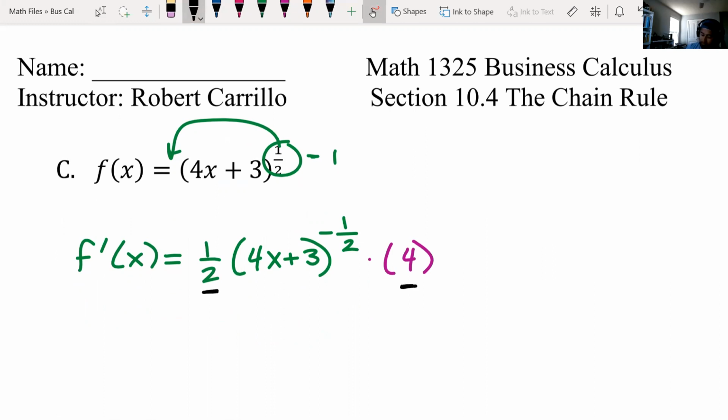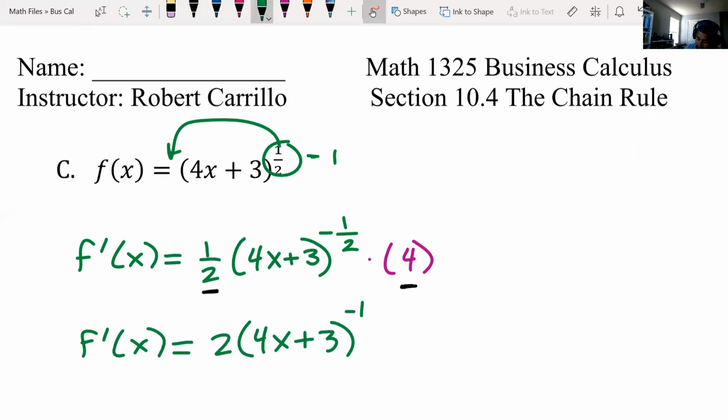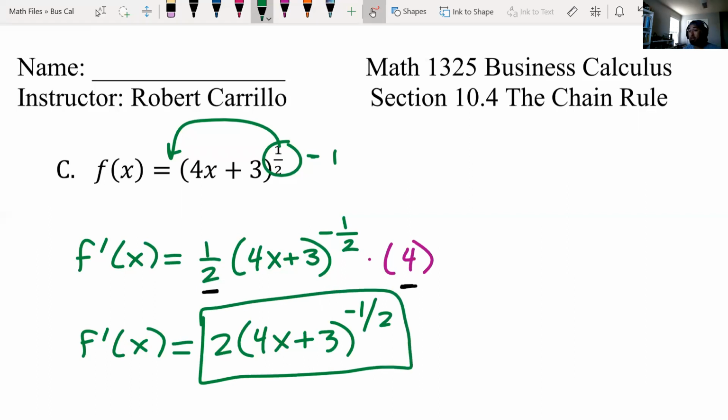Multiply these two numbers together, and we get 2 times 4x plus 3 to the negative 1/2. Now that's a great answer, or you could rewrite it as 2 over 4x plus 3 to the 1/2.